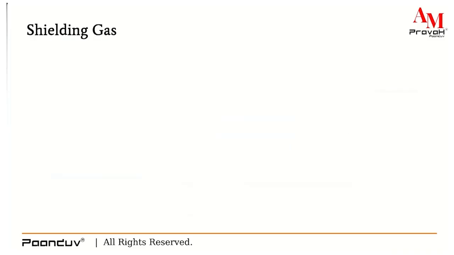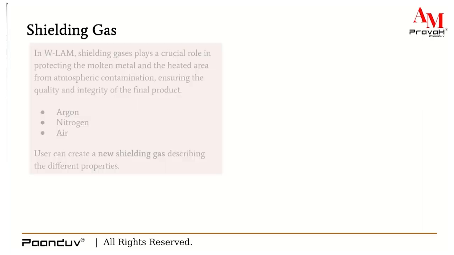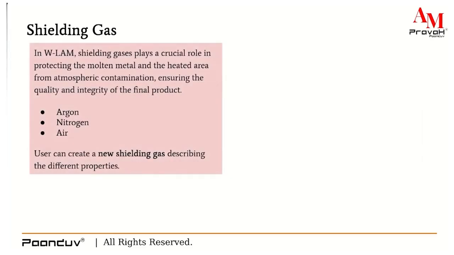And now we'll go to the shielding gas. So what is shielding gas? In WLAM, shielding gas plays a crucial role in protecting the molten metal and the heated area from atmospheric contamination, ensuring the quality and integrity of the final product. By default, we have loaded three shielding gases and their respective properties: argon, nitrogen, and air. The user can also create a new shielding gas by describing the different properties.